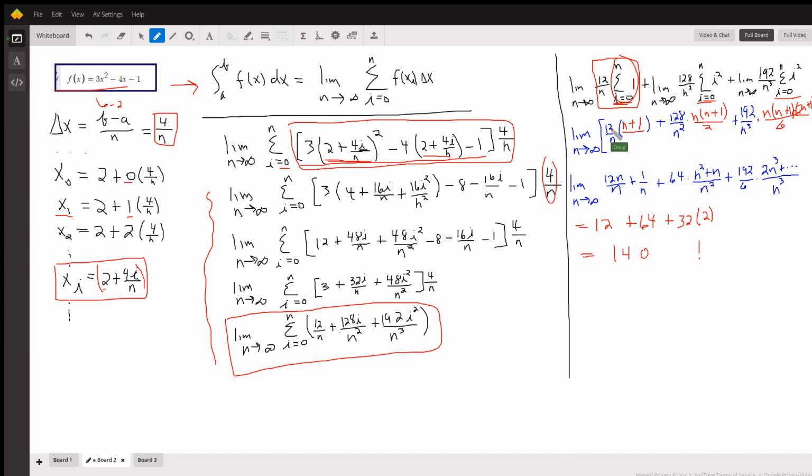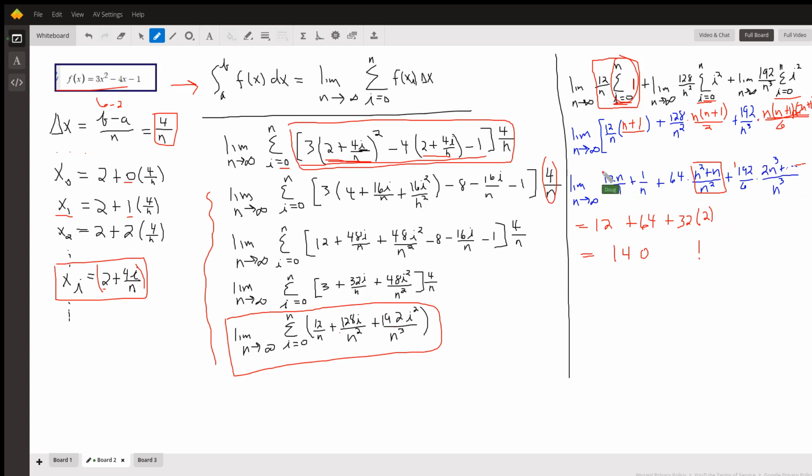If I distribute this 12 over n times each term here, I get this. If I rewrite 128 over 2 as 64 and put n over n times n plus 1 over n squared, I get this. Here I haven't done the division yet, 192 over 6. If I multiply these binomials all together, I'll get 2n cubed plus, I don't really care what the rest of it is, because if I divide them by n cubed, those are going to approach 0.